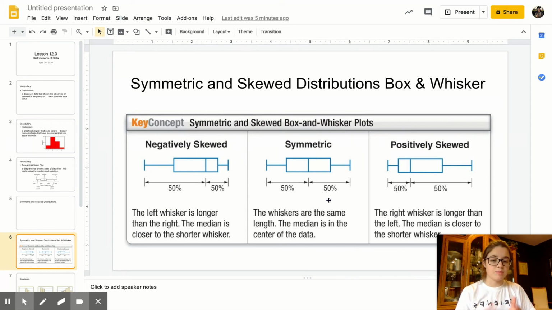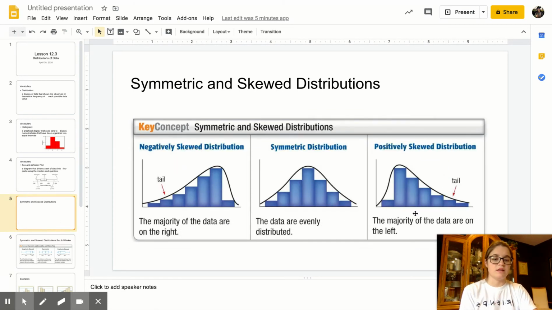Symmetric, again, is pretty much right in the middle, kind of the same thing happening on both sides. And then positively skewed is when it is more towards the left-hand side. Your box is more to the left. And that, again, is the same as the image here with the histogram.